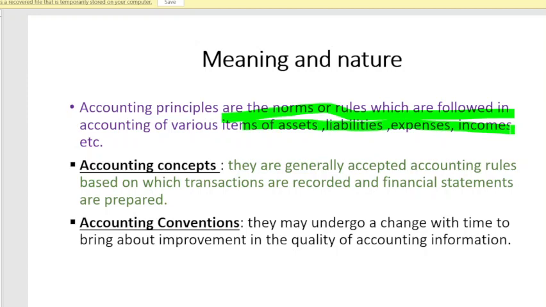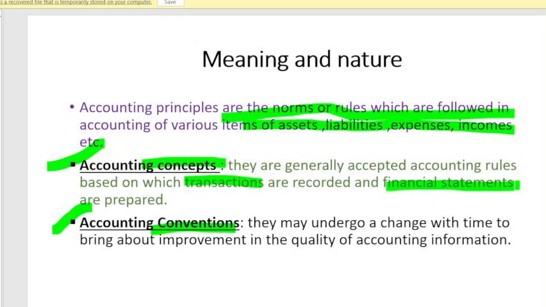Now this accounting principle has been classified into two categories, or you can say two major subdivisions: accounting concepts and accounting conventions. Concepts speak about the rules on which the transactions are recorded and financial statements are prepared. Here I have used two technical terms: transactions and financial statements.